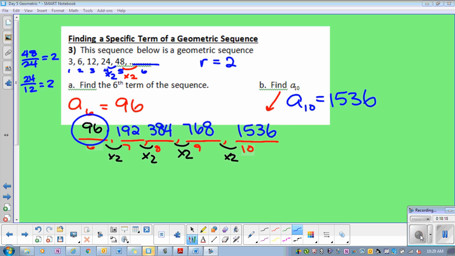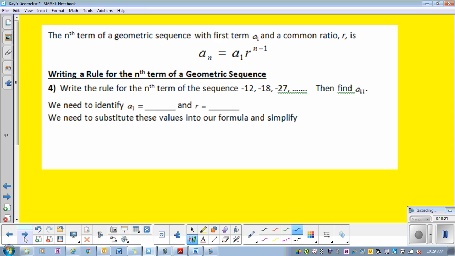Let's try it with the formula. The formula is actually not bad with the geometric. So the nth term of a geometric sequence, guys, is the first formula under geometric on your tan color formula sheet, okay? So if I give you this sequence here, they told you it is geometric. They want you to write the rule for that, and then they want you to find a sub 11. So find the 11th number in this list.